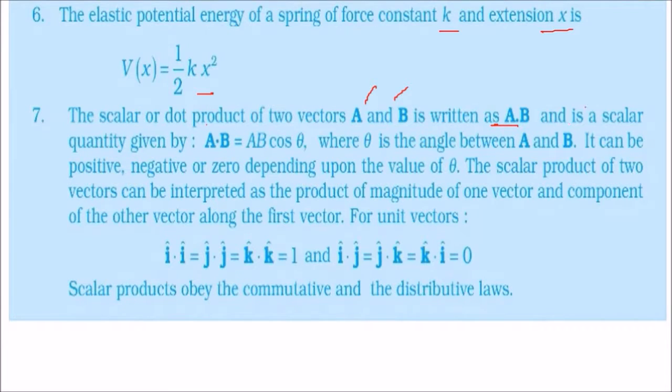The scalar or dot product of two vectors, say A and B, is represented by A dot B, and this is a scalar quantity. A dot B is simply AB cos theta, where theta is the angle between A and B. So it can be positive, negative or zero depending on the value of theta.